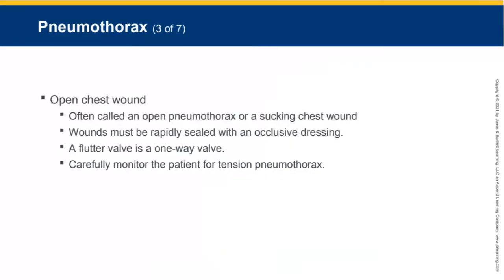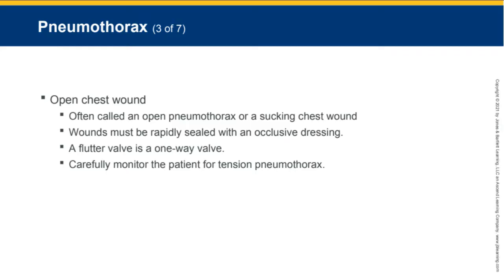All right. Now, open chest wound. An open chest wound, often called an open pneumothorax or sucking chest wound. Wounds may be rapidly sealed with an occlusive dressing, which is an airtight dressing. Can be a commercial occlusive dressing, or it can be a plastic improvised occlusive dressing, which can be a piece of plastic, and you can use the bag that the oxygen mask comes in and turn that into an occlusive dressing.